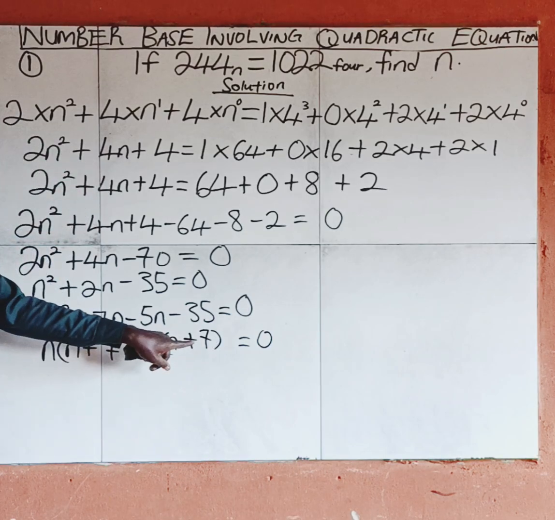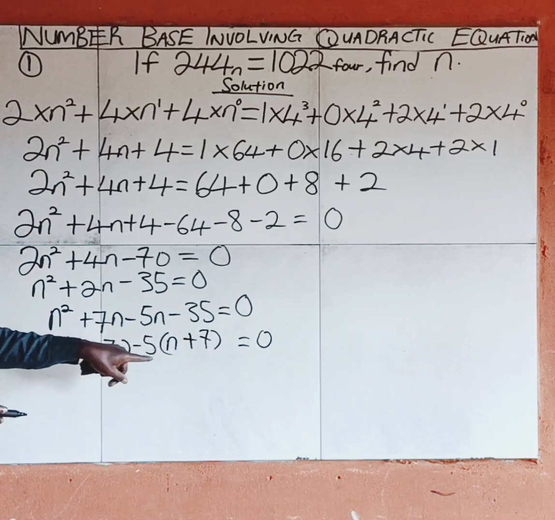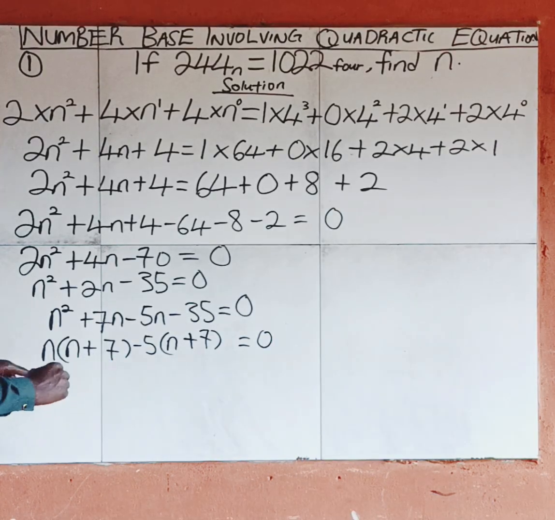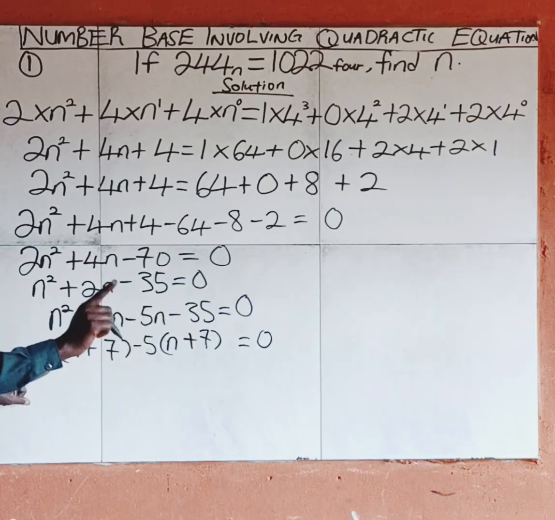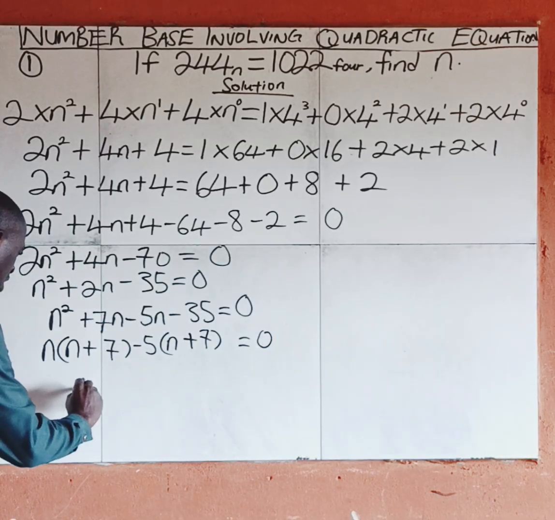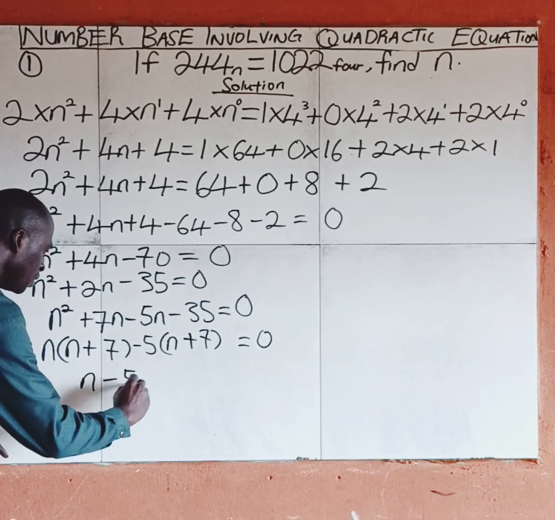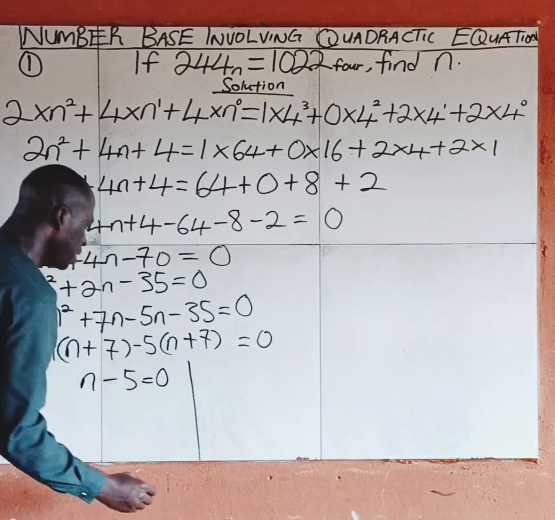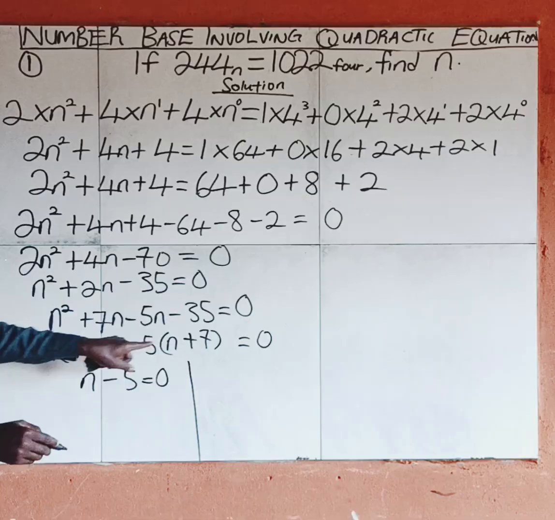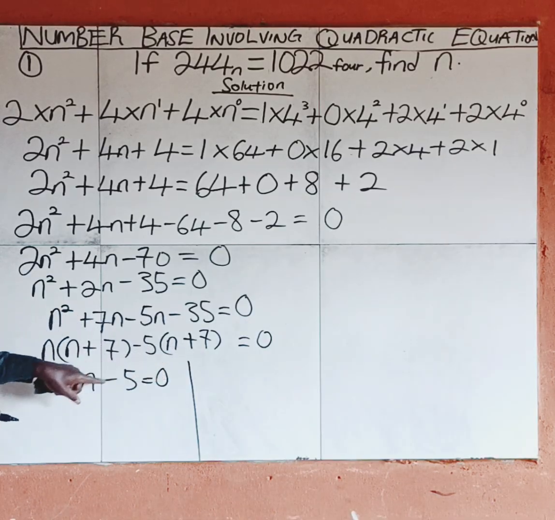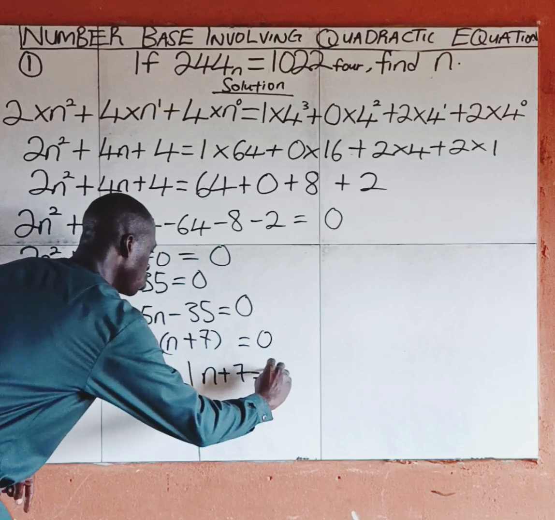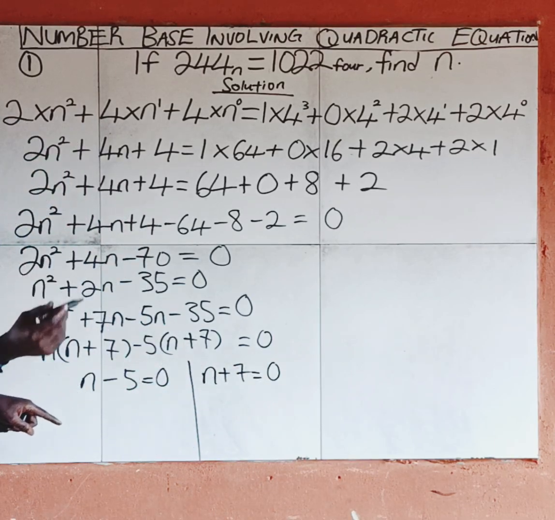Always check the answer you have in this bracket and the other brackets. Oftentimes they are always the same, so I want you to take note of it. It must be the same. Next, I will take one of the answers I have outside the bracket, which is n minus 5, and equate it to 0. Then you take the one inside the bracket, which is the same, n plus 7, and say n plus 7 equal to 0. Now we are going to equate it to 0 and get our final answer.